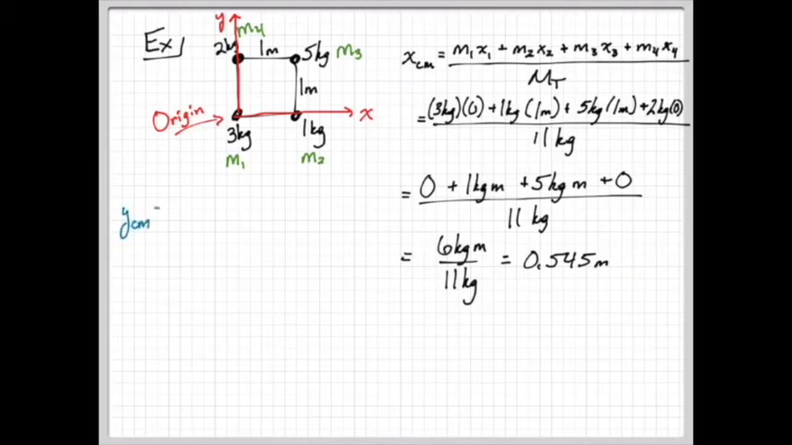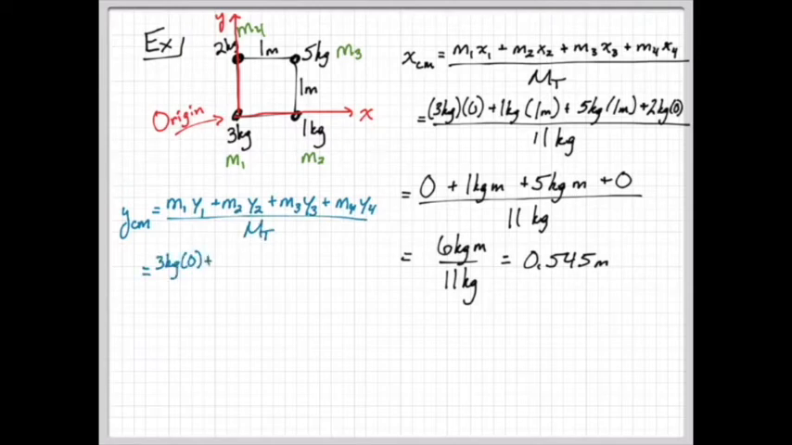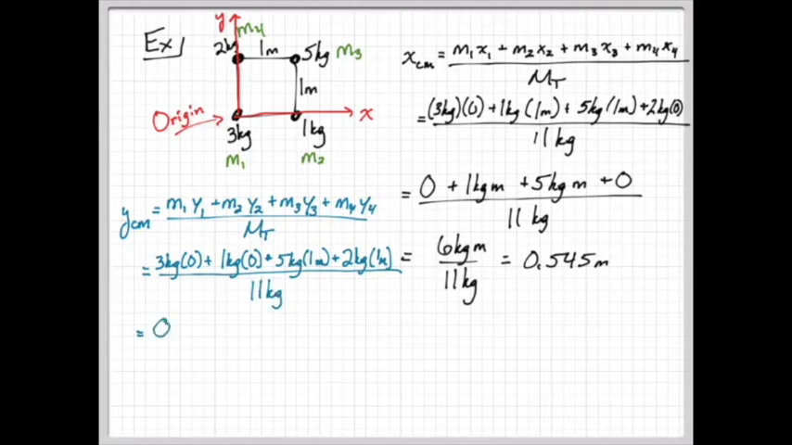So now what about the Y center of mass? Well, we do the same thing, but now we just look at the Y coordinates of these masses. So we've got mass 1 still at the origin. Mass 2 is on the x-axis, so it's nowhere on the y-axis. Mass 3 is now at the position on the y-axis of 1. And mass 4 is also on the y-axis at a position of 1. And the total mass hasn't changed. It's still 11 kilograms.